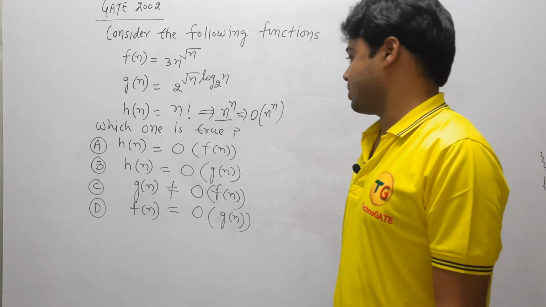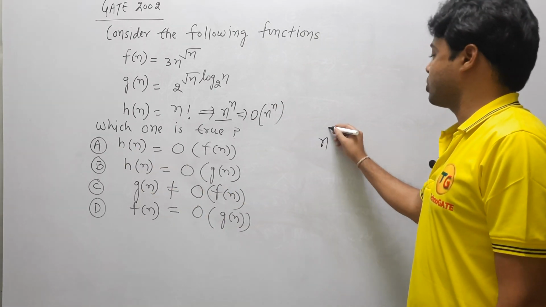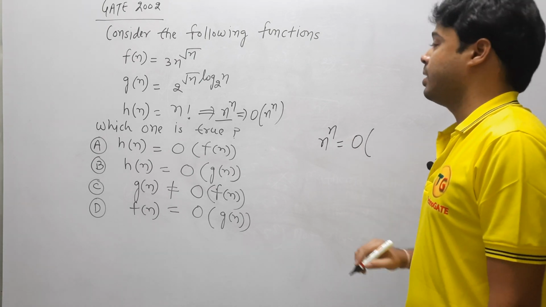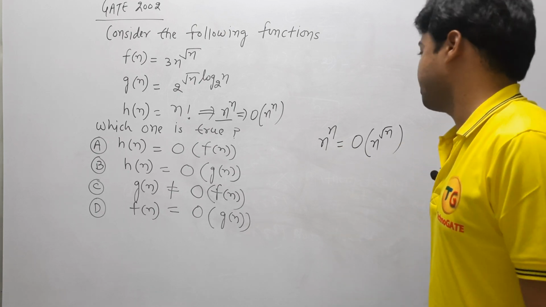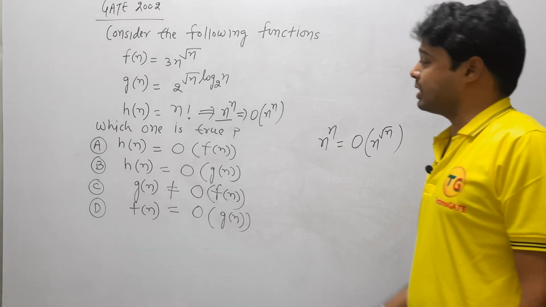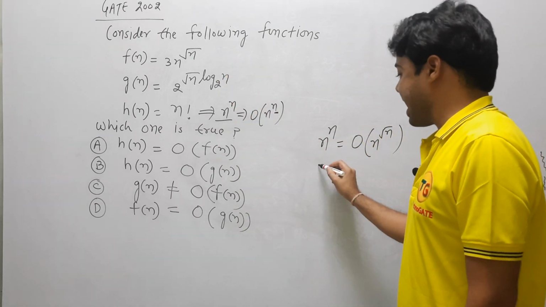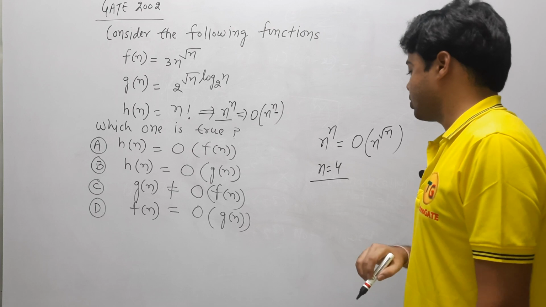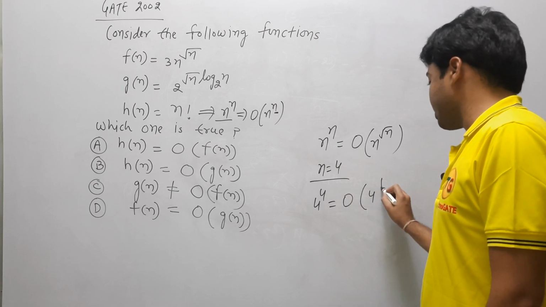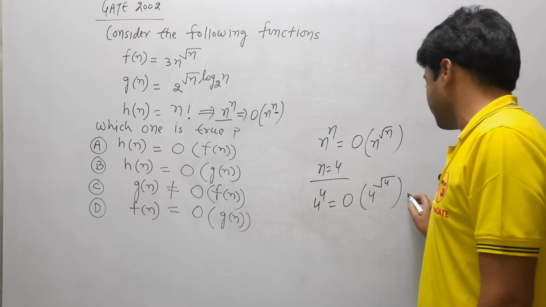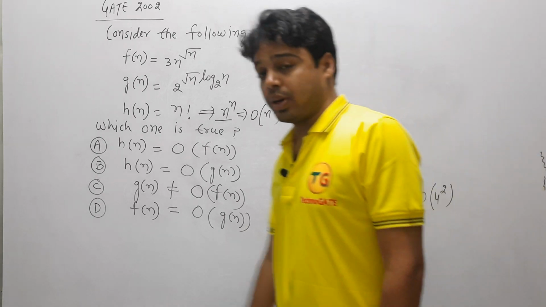Now let's check the first one. H of n: n raised to power n is big-O of f(n), which is n raised to root n. Constants never matter here because we balance the constant. Suppose we take n as 4. So 4 raised to power 4 equals big-O of 4 raised to power square root of 4, which means big-O of 4 squared, since the square root of 4 is 2.